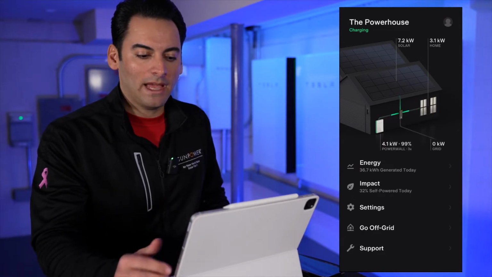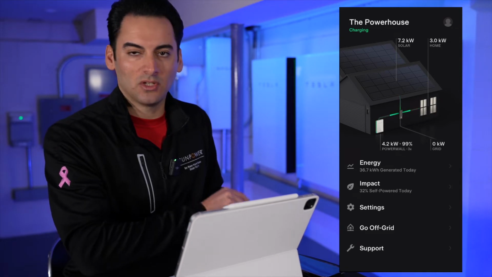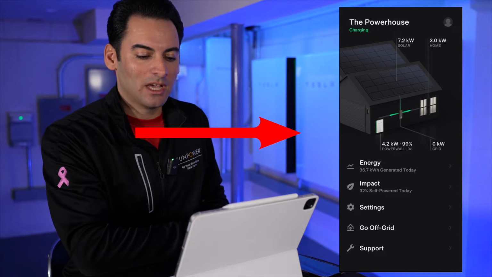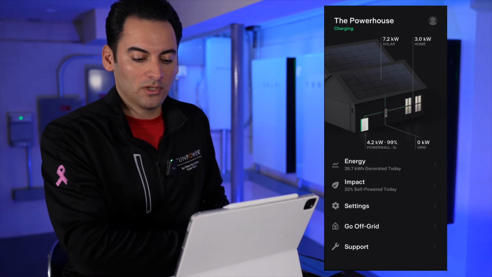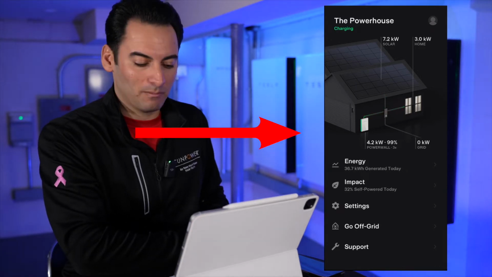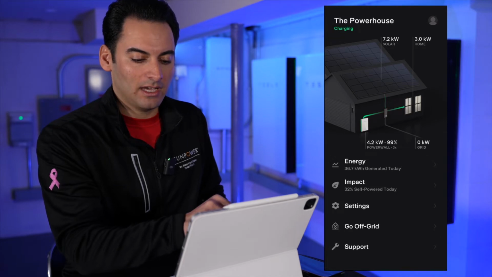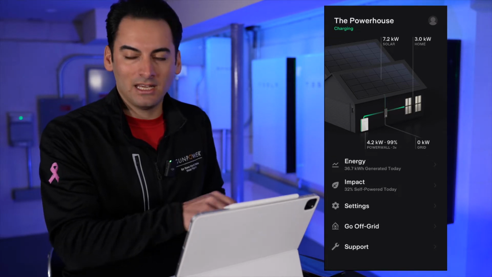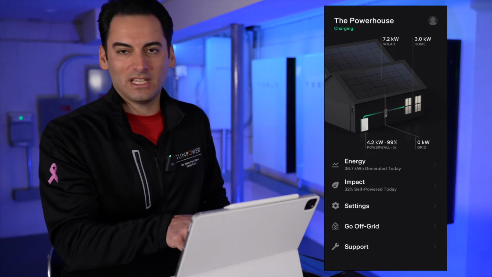Then when you go below that, you could see the solar panels on the roof. It's showing what my solar is producing right now, 7.2 kW. It's showing that the home is using 3 kW. It's showing that my Powerwalls are at 99%. The solar is powering the batteries as well as the home, and we're not sending any back to the grid right now. Why are my batteries at 99%?